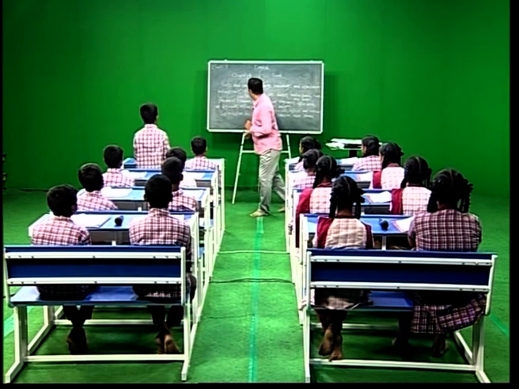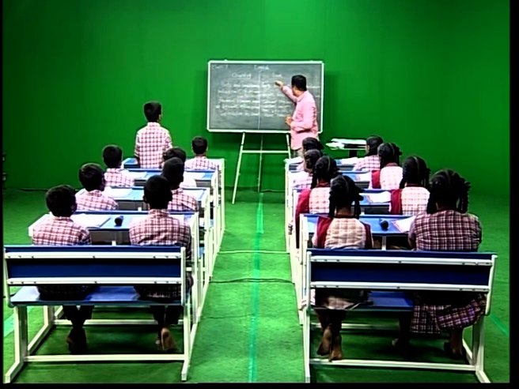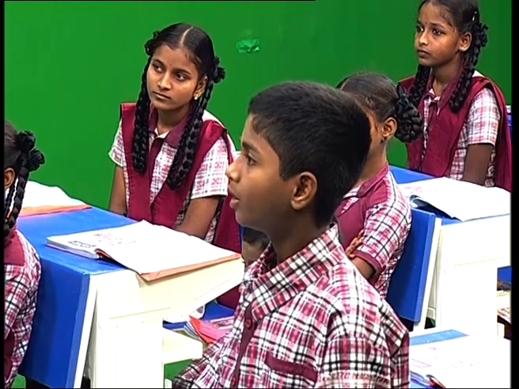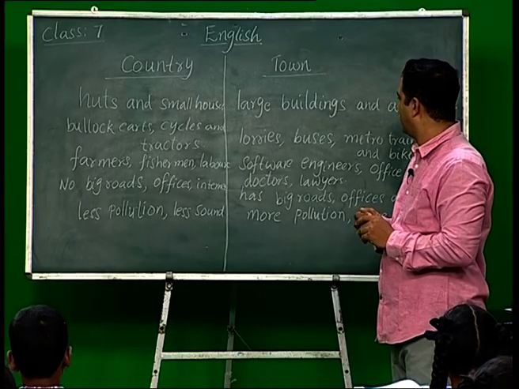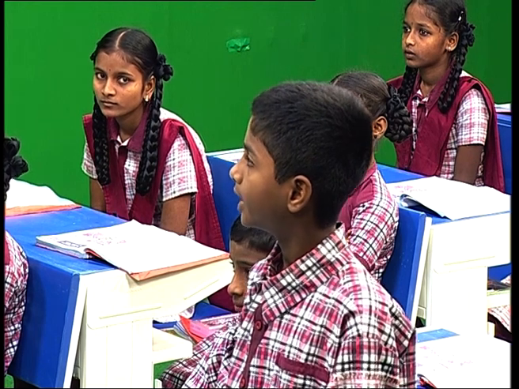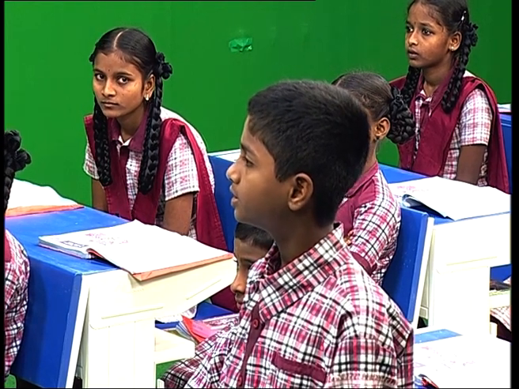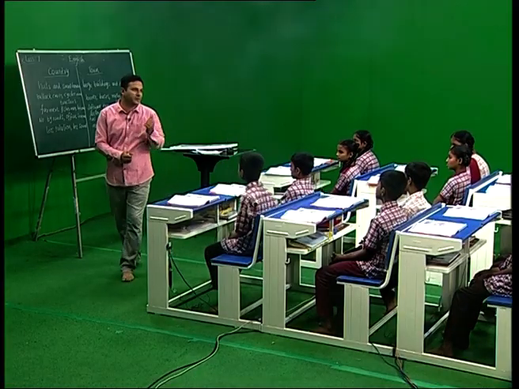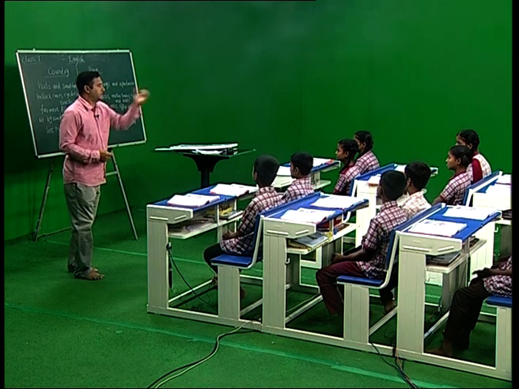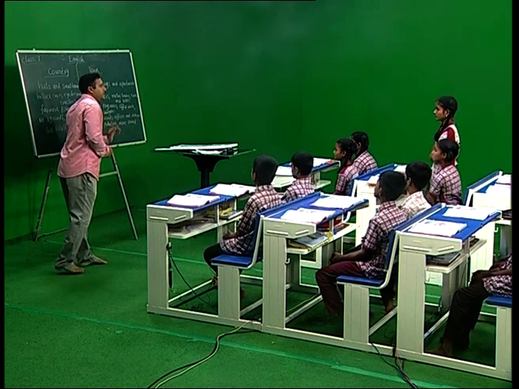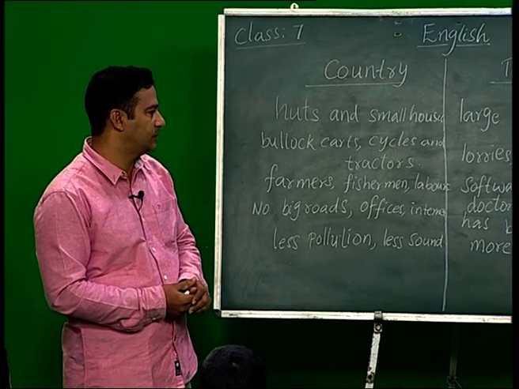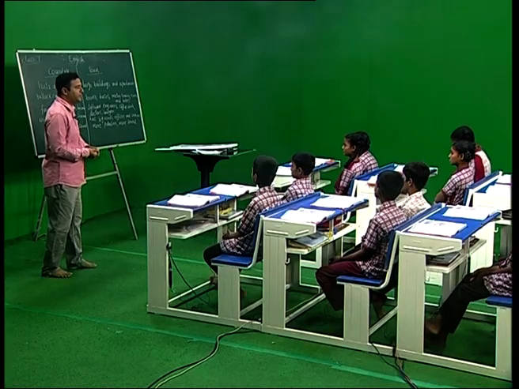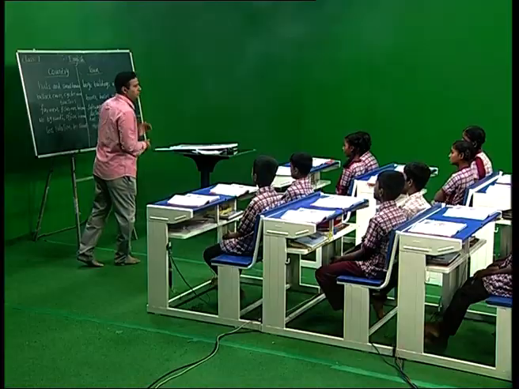Right. Kumaraya, read about town. These 3 lines only, please. Town, large buildings and apartments, lorries, buses, metro trains, cars and bikes. Very good. Software engineers, office work, doctors, lawyers. Very nice. That was very fast. Good. Sit down, please. Yes. You read these 2 lines, please. Town has big roads, offices and internet. More pollution, more sound in town. Very good, Navita. You did very well, children. So this is how we read the words there.